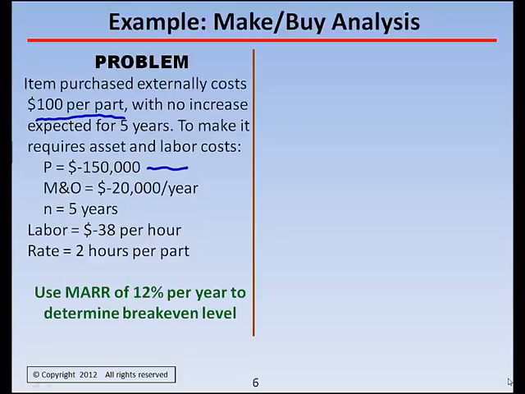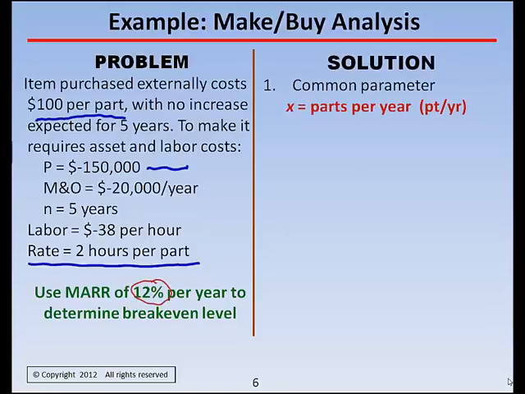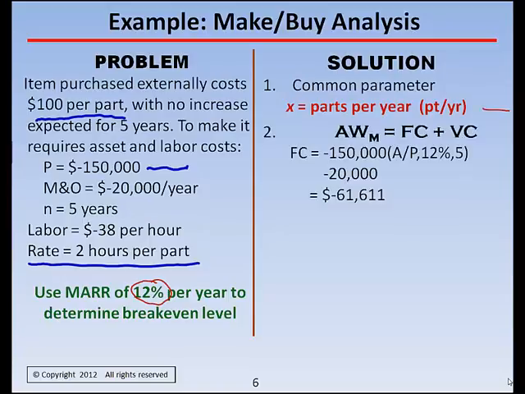Labor costs are $38 per hour, and one part is produced every 2 hours. At an expected rate of return of 12%, we must decide between making and buying the item. Let's follow the 3 steps outlined previously. First, define the common parameter as X with units of parts per year. Next, develop the AW relation for the make alternative over a period of 5 years.